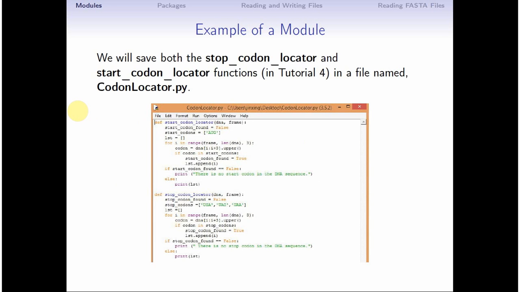So we look at an example. For example, I want to save both the stop codon locator and start codon locator functions, both of which can be found in the tutorial, inside this codon_locator.py. This is how I'm going to save it. You can type it using a script in Python. During the tutorial, I'll teach you how.